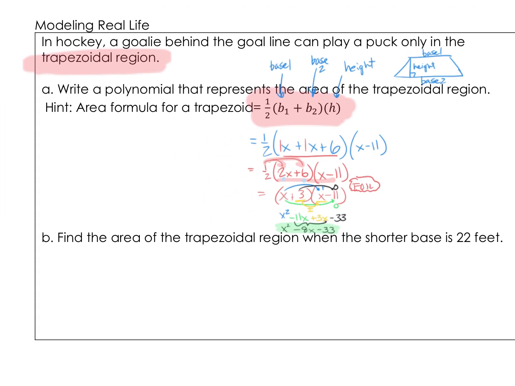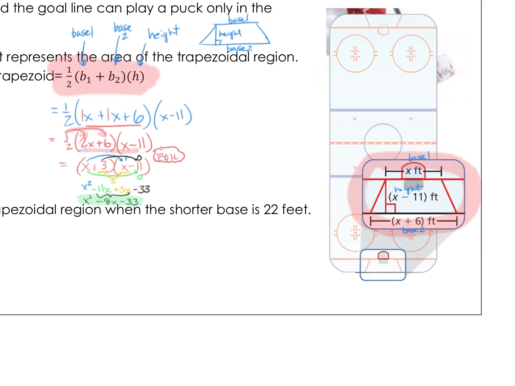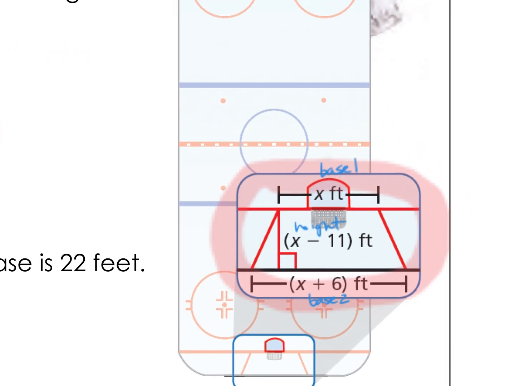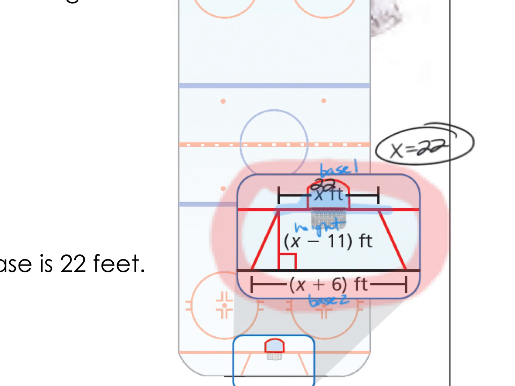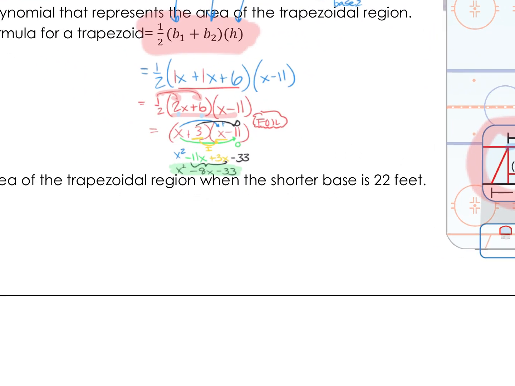So now taking a look at part B, it says find the area of the trapezoidal region when the shorter base is 22 feet. Well, let's take a look. The shorter base is obviously this one right here, and that's represented by x. So if this shorter base is 22, what that tells me is x equals 22. So in order to find the area, when the shorter base is 22, all I'm going to do is take that solution I had in part A, and we are going to substitute 22 in where we see x.